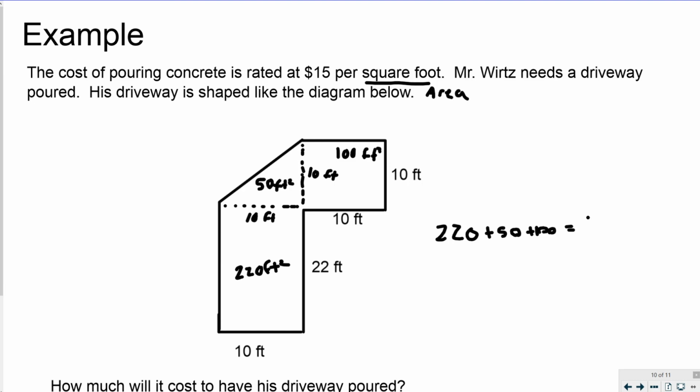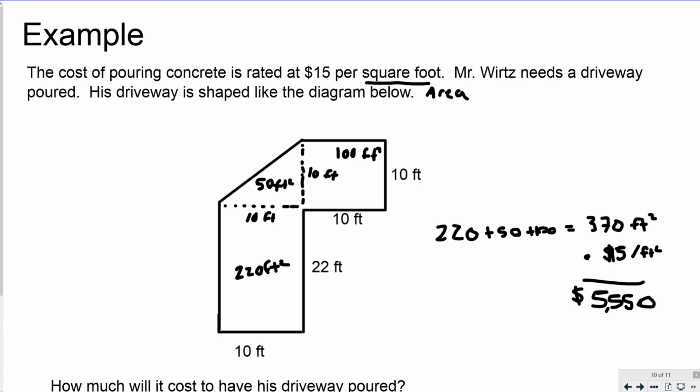and that gives me 370 square feet that have to be covered, multiplied by $15 per square foot. So I'm going to take 370 and multiply that by 15, and I get $5,550, which seems pretty reasonable for the size of the driveway.